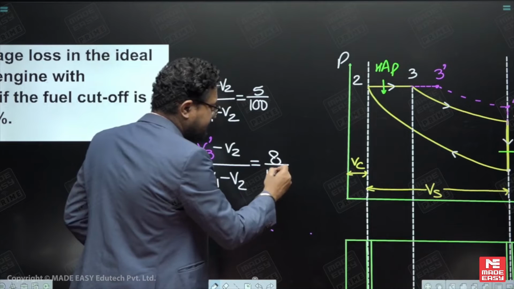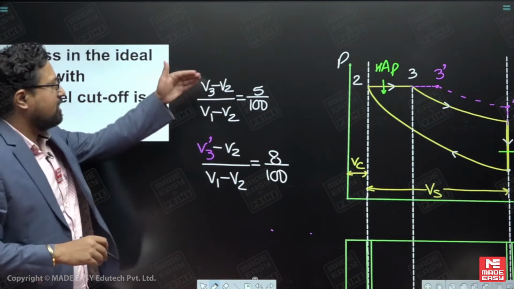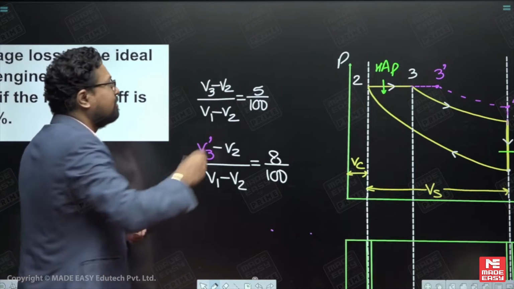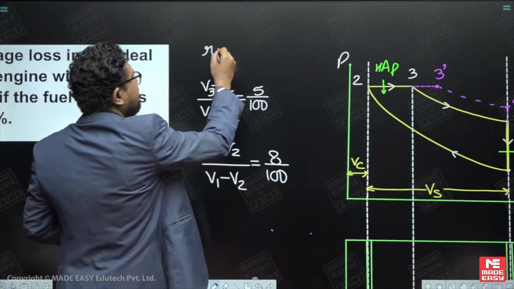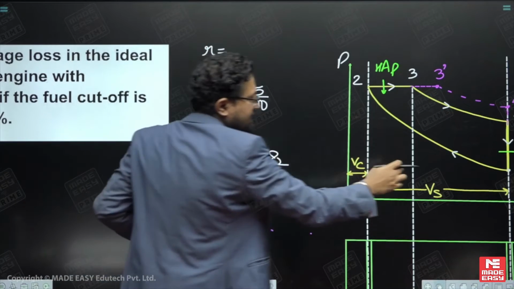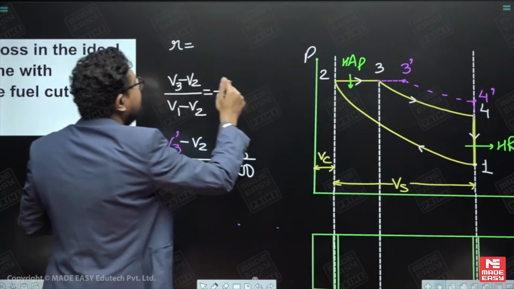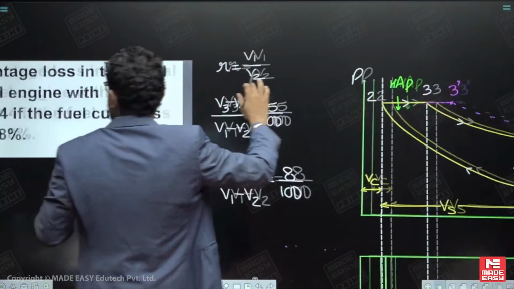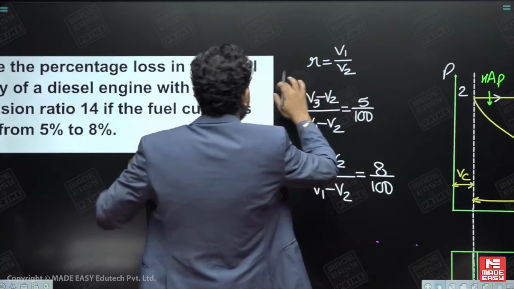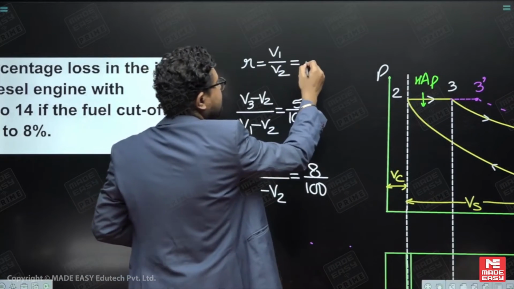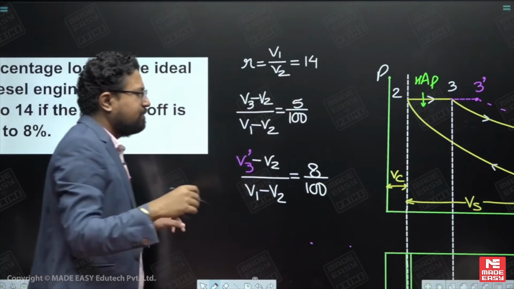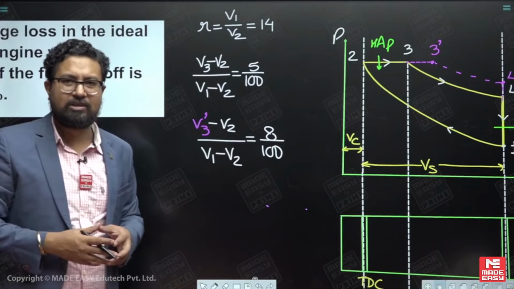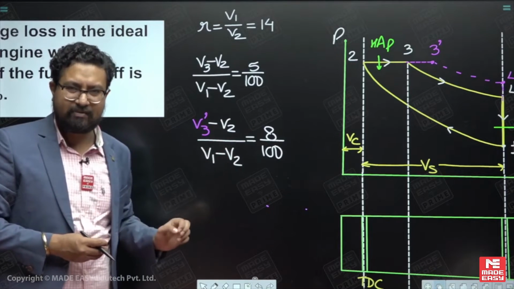So what is the effect on the efficiency if we change from this to this? Compression ratio, they are saying compression ratio R, that will remain the same, because that depends upon the volume ratio V1 to V2. V1 upon V2 is the volume ratio, and this remains the same, 14, they have mentioned. So this will be 14. Now let me talk about one or two things, and then we will solve whatever they have given.